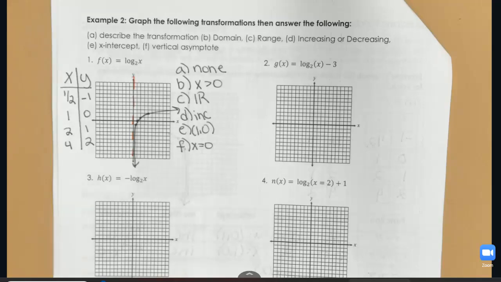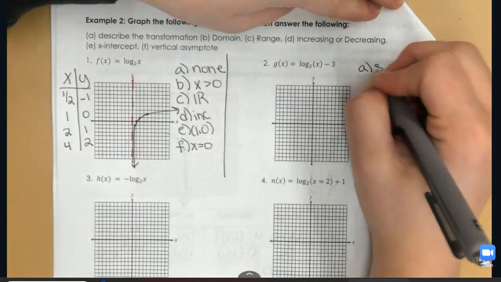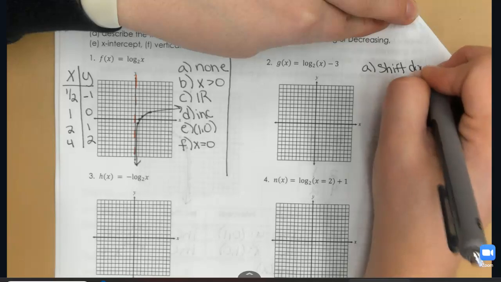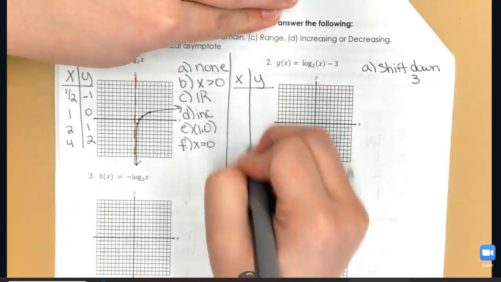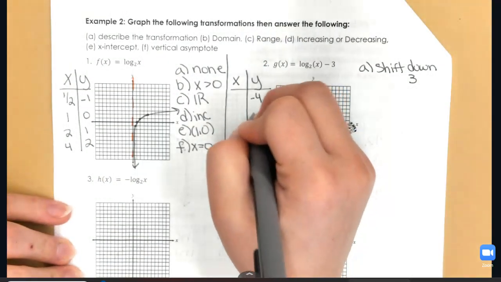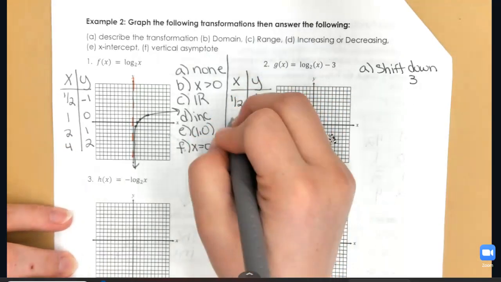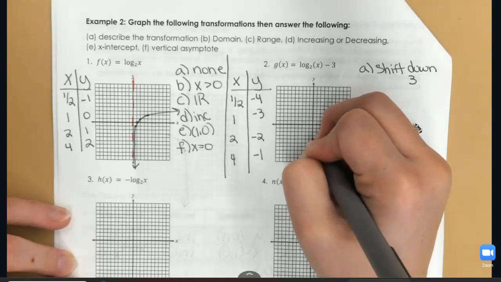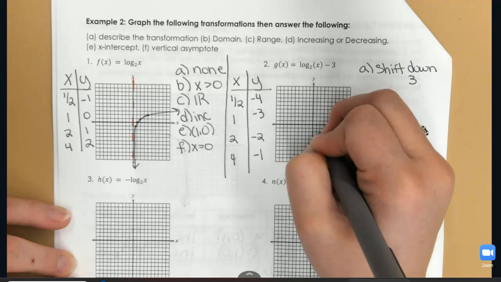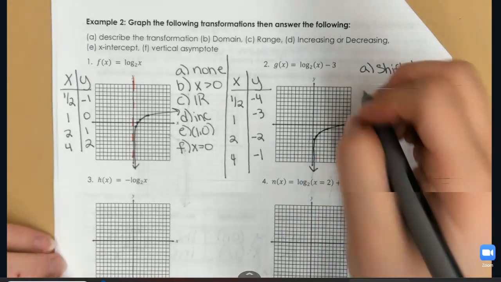All right, so looking at number 2 here, I have log base 2 of x minus 3. That minus 3 is on the outside, not associated with the x, so that tells me that this is going to be a shift down 3. So I'm going to refer to this table that we used for number 1, and I'm going to subtract 3 from each of my y values. And my x's will stay the same. So here is my new graph.